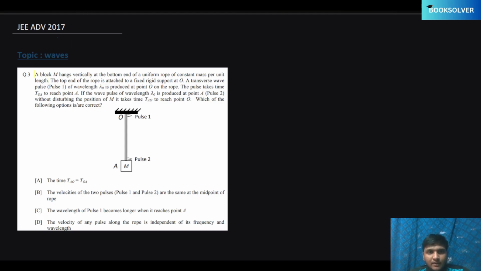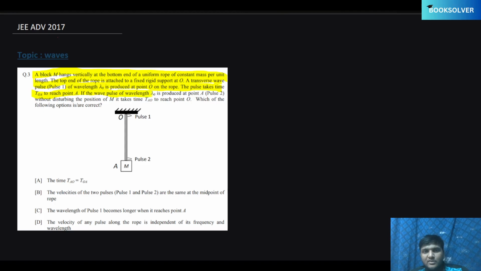As it says, we are given a block of mass m which hangs vertically at the bottom end of a uniform rope of constant mass per unit length. The top end of the rope is attached to a fixed rigid support O. A transverse wave pulse of wavelength lambda naught is produced at point O on the top, and the pulse takes time T_OA to reach the point A.